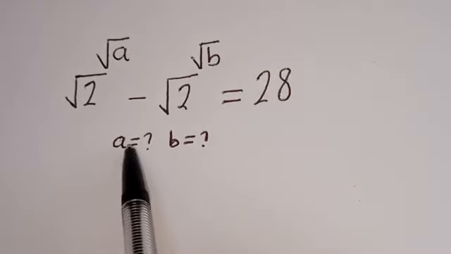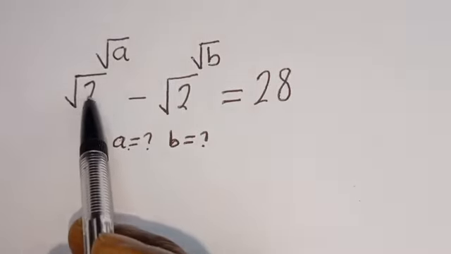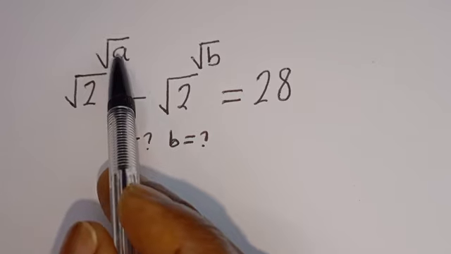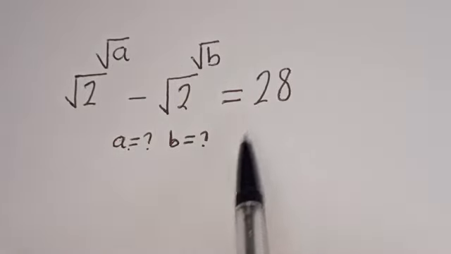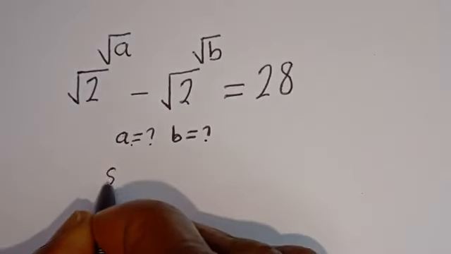Hello, how to solve for a and b in this equation? Square root of 2 to the power of square root of a minus square root of 2 to the power of square root of b is equal to 28. Solution.